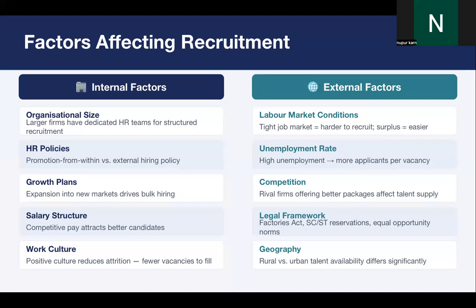Geography, rural versus urban talent availability often differs significantly. When you are recruiting people from the rural area, that will be different from when you are recruiting people from the urban talent, so there will be different kinds of availability. So this also depends on that.